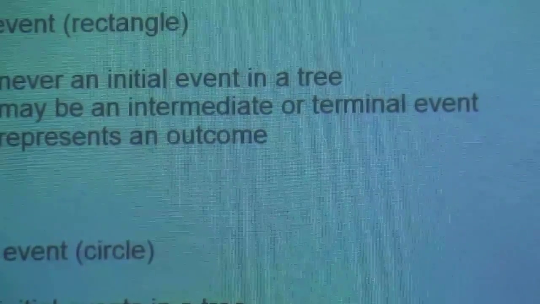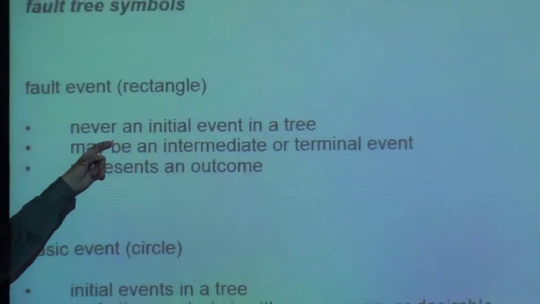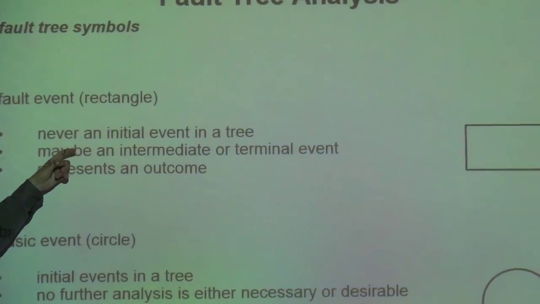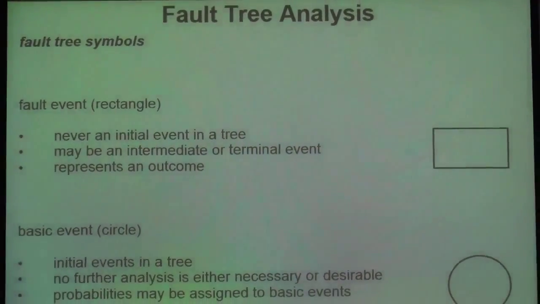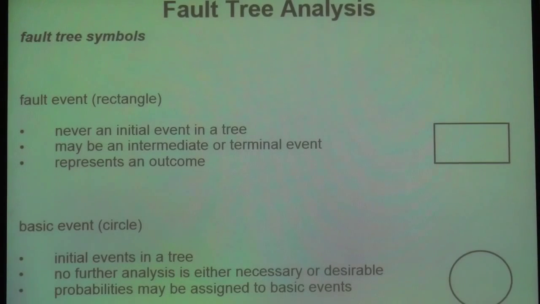The rectangle is our top-level event, our top-level fault. It can be an intermediate or terminal event. In other words, at the top of the tree, but it can never be an initial event. The initial event is at the bottom of the tree.